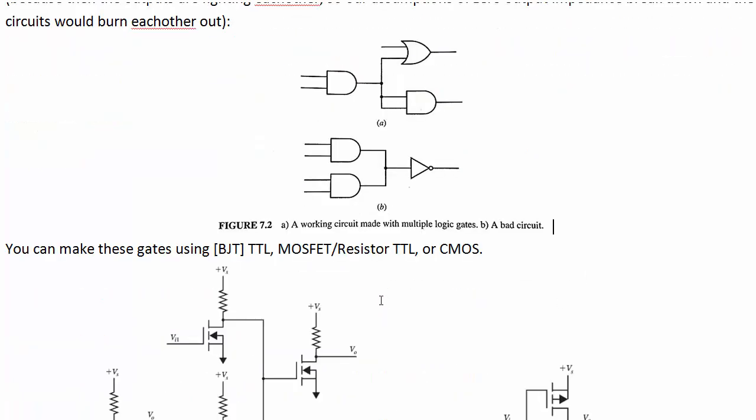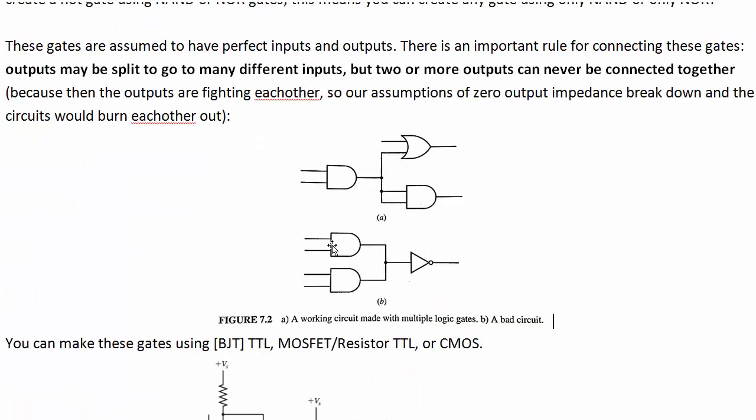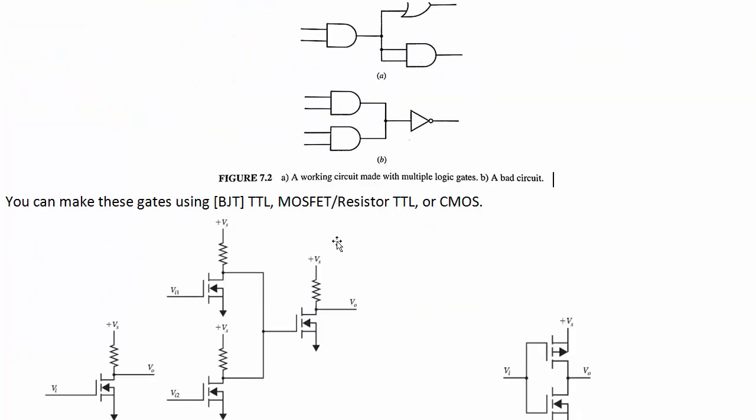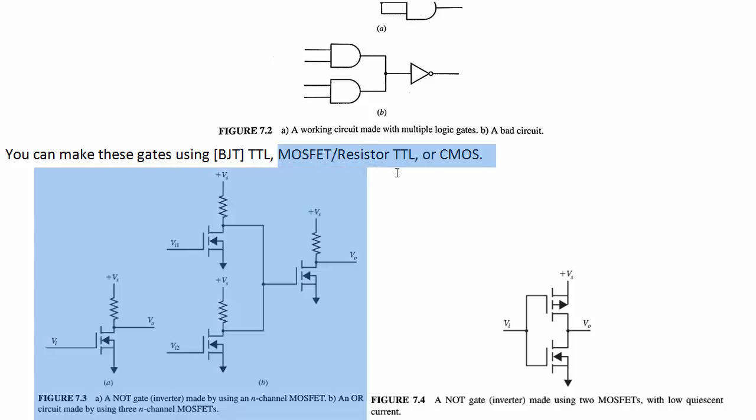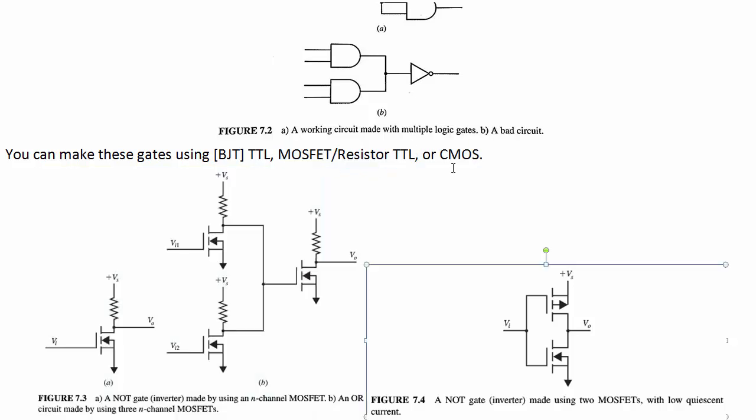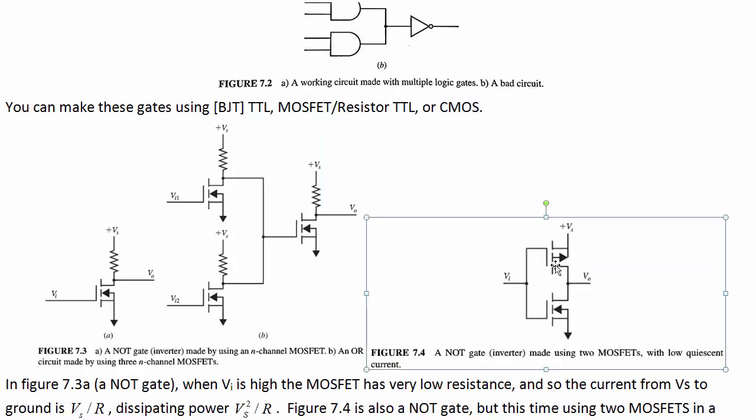All right, you can actually make these gates. Like, what is a gate? We haven't been analyzing this. There's ultimately just resistors, capacitors, diodes, and the transistors that we were dealing with. Those are all the fundamental components. So how can you make a logic gate? Well, there's a couple of different ways. You can use BJT transistor logic, MOSFET and resistor TTL, which we haven't talked about yet, or CMOS. CMOS is the preferred way.